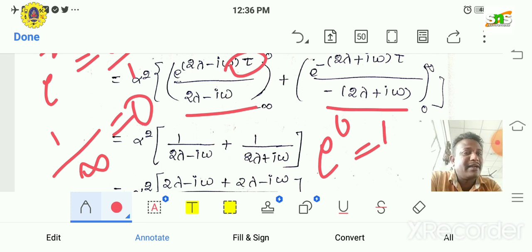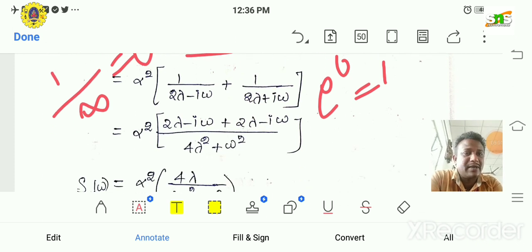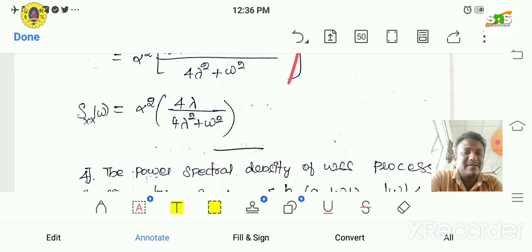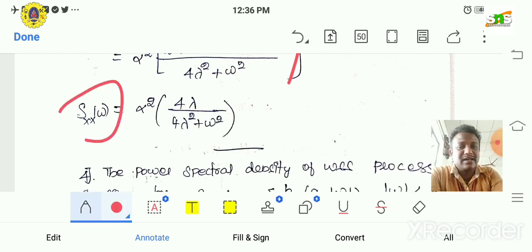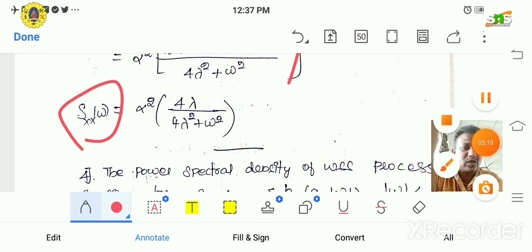Let us come to the second part. The same concept is used here also. After applying the limits, the answer is 1 divided by 2 lambda plus i omega. Now take the LCM and simplify it. After simplifying, we get S_XX(omega). Here, S_XX(omega) is nothing but the power spectral density of the given autocorrelation function. Thank you.